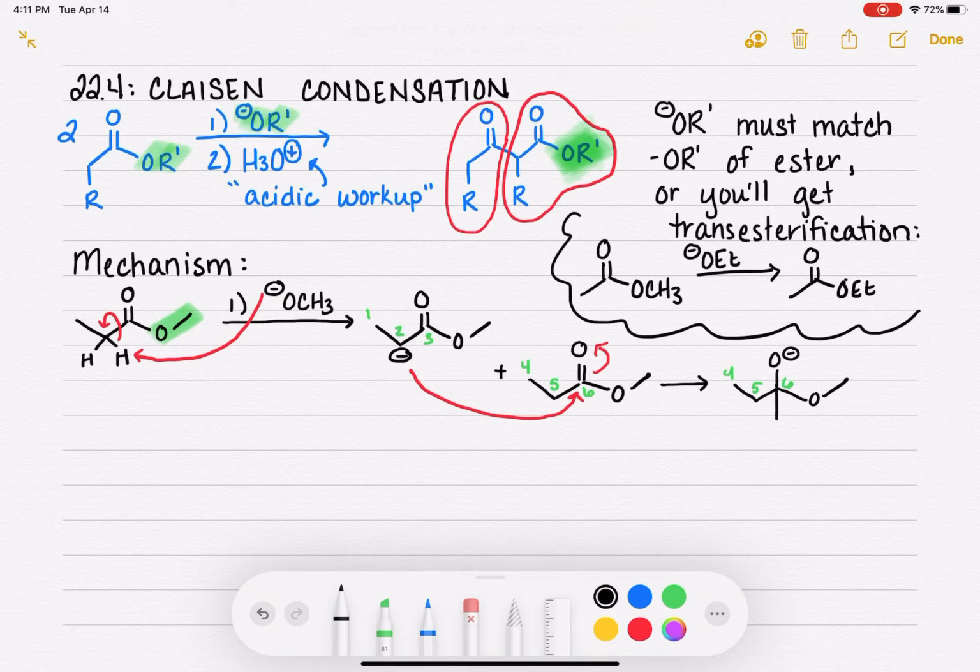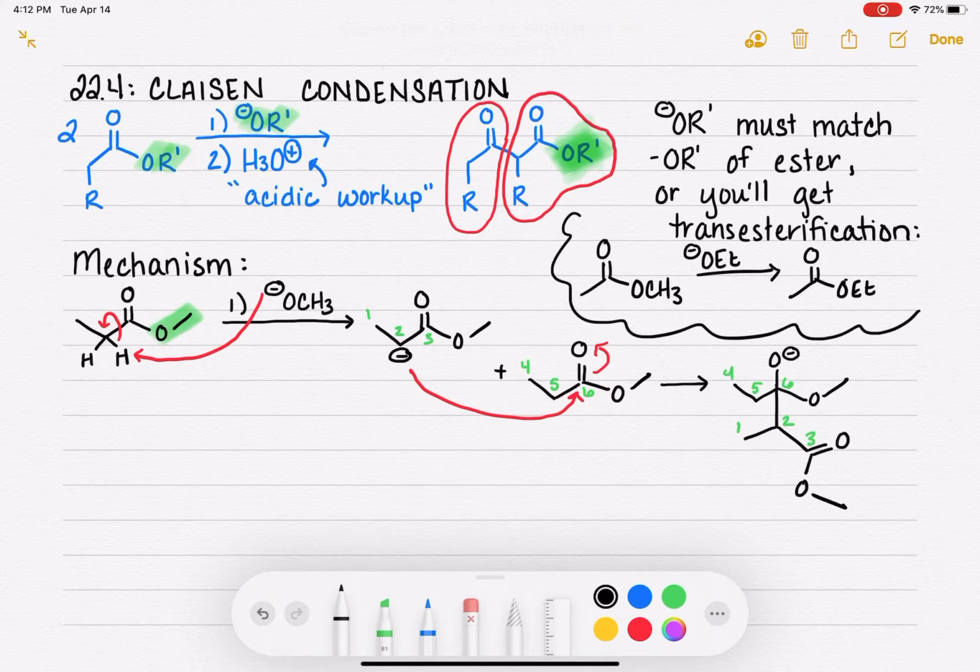And then in the attack process, we formed a bond between carbons 2 and 6. So there's carbon 2 that is now bonded to 6. Carbon 2 has carbon number 1 attached to it. Carbon 2 also has carbon number 3 attached. Carbon number 3 has a carbonyl group and the OCH3 group. So there's our first product.